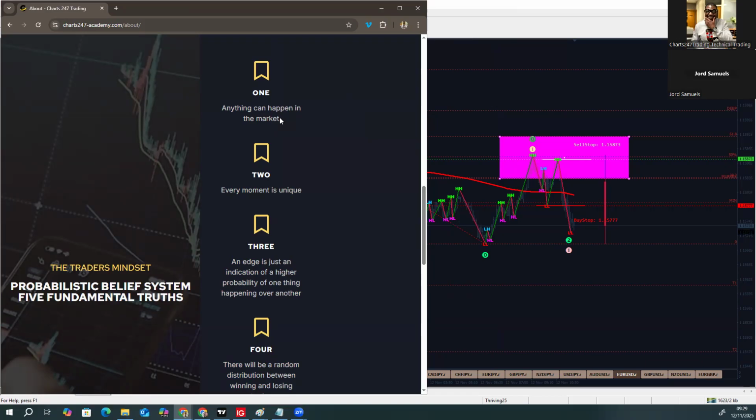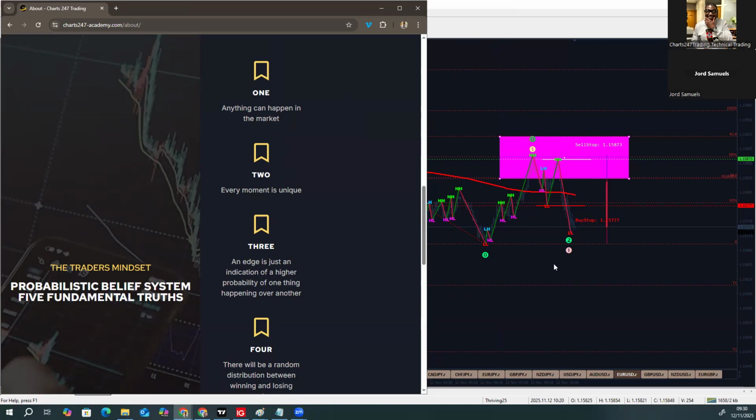Then thirdly, this edge, this strategy that you're taking, which is one part of it, you're going to learn many more strategies. This is just an indication of a higher probability of one thing happening over another. The indication that if I take the second break with this strategy, price is likely to go down.